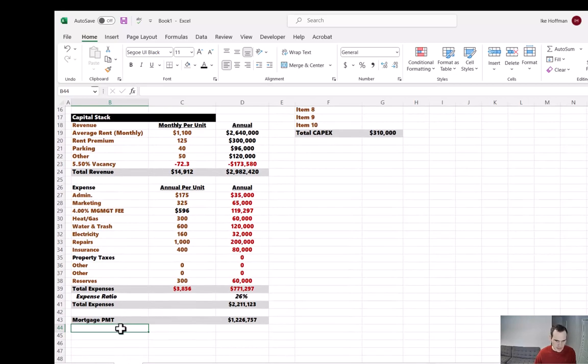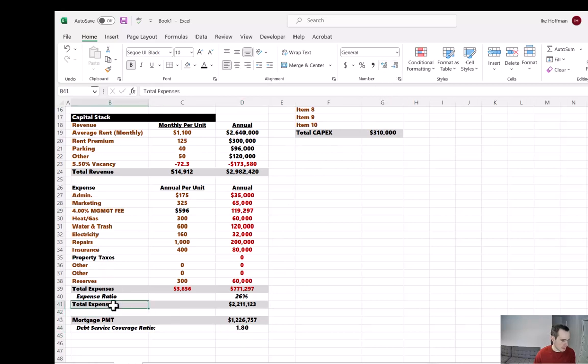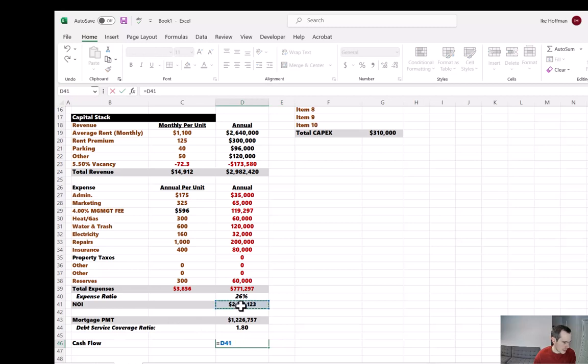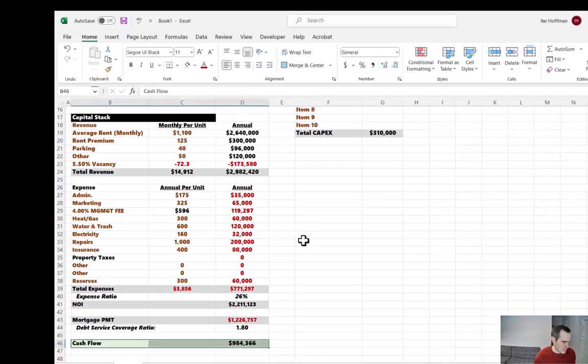And then let's also calculate a debt service coverage ratio, which is the NOI divided by the debt service. We'll lose some of those decimal places. And I actually need to relabel this row as NOI. And then finally, the cash flow after debt service, which would be the NOI minus the mortgage payment. And I'll make the mortgage payment red because it's a cash outflow. And I'm going to highlight this row green so it stands out.